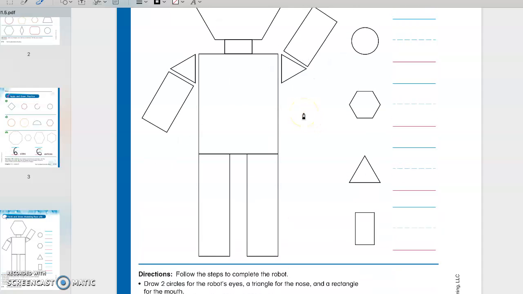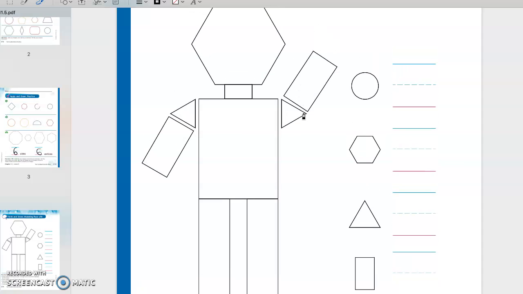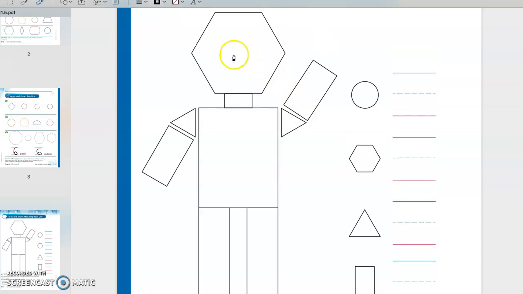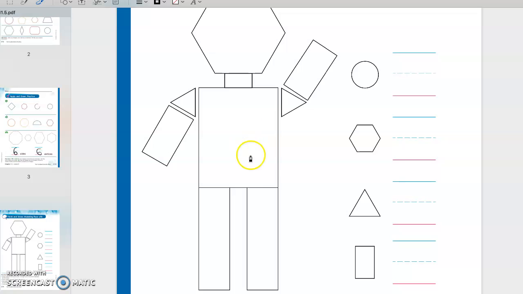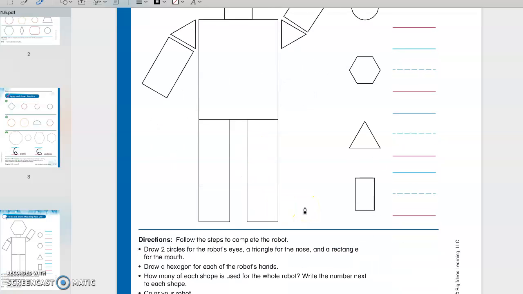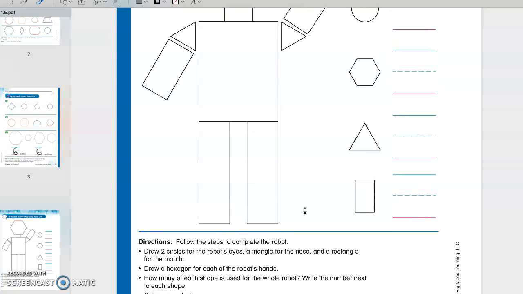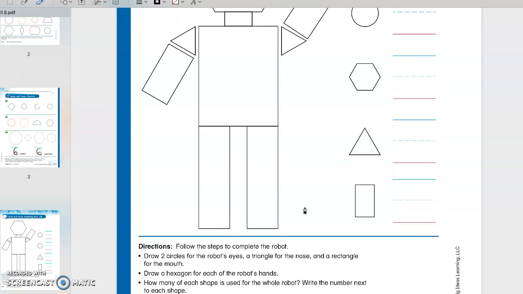Then, when you're finished drawing those additional shapes, count all of the circles on the whole robot, write how many. All of the hexagons on the whole robot, write how many. All of the triangles on the whole robot, write how many. And all of the rectangles on the whole robot, and write how many. Remember, there are already shapes drawn for you, so include those when you're counting and writing how many. You can also then color your robot in.